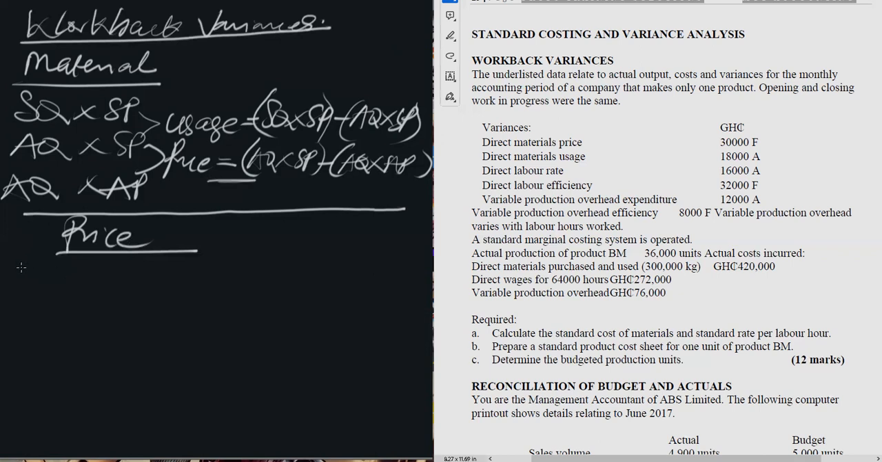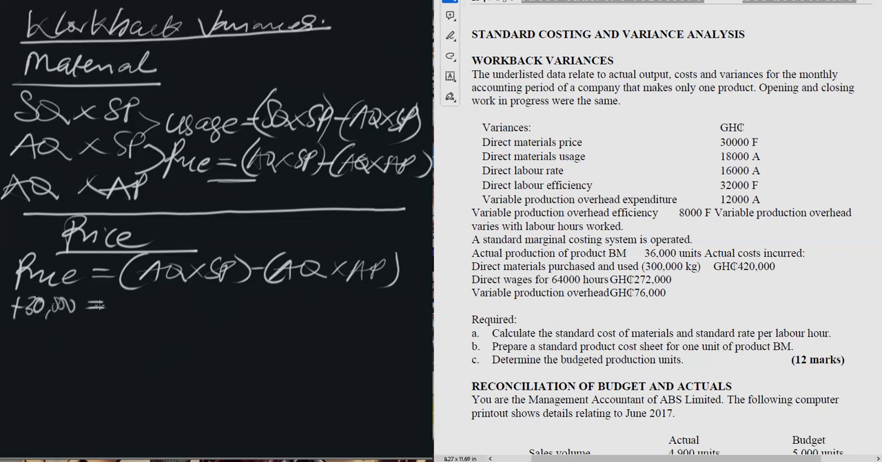So I say price variance is actually equal to actual quantity at standard price minus actual quantity at actual price. So now I go with the data that I have. Now it is telling me that the material price variance is positive 30,000. That is 30,000 favorable, right? Then this 30,000 favorable is equal to what?